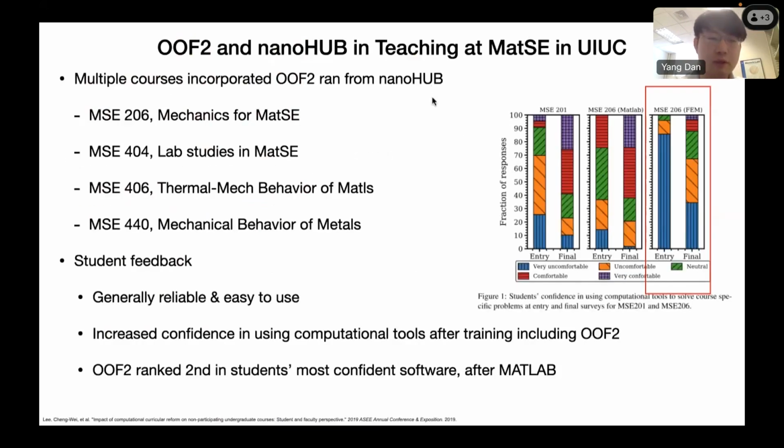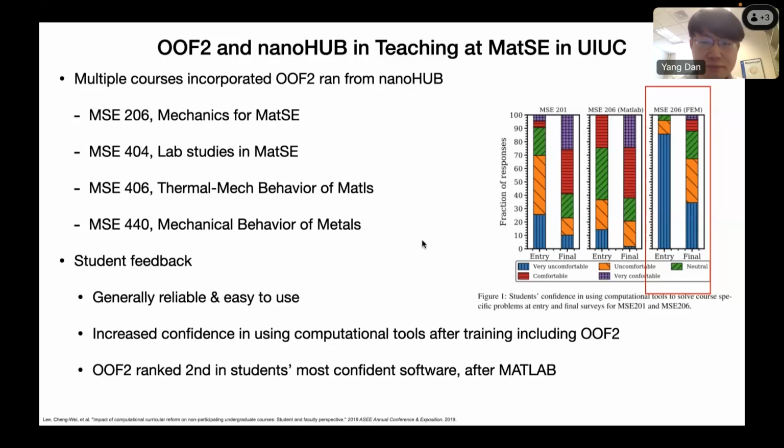Before that, I would like to say that the demonstrations I do are from the course materials that I use in teaching in the materials science and engineering courses. Multiple courses in our department have used UIUC, and we created class demonstrations and course projects with the support from nanoHUB. These courses include mechanics for materials science and engineering, lab studies, thermomechanical behavior of materials, and the mechanical behavior of metals, mainly based on the mechanical properties of materials.